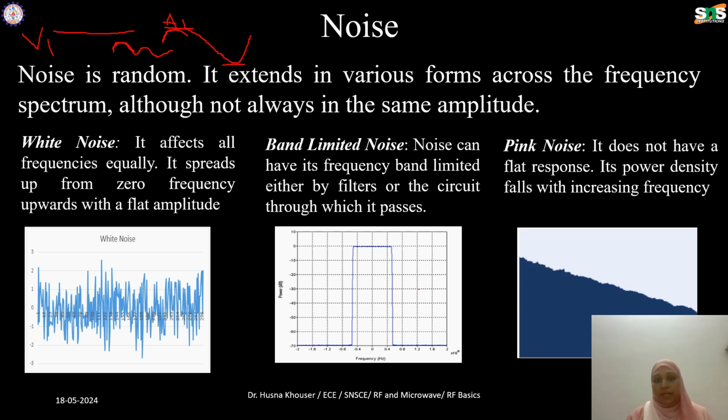And here is band limited noise, and this noise can be in a limited band of frequency. That is, whatever band it affects, the noise will be band limited. So this band limited noise occurs either in the filter or in the circuit when the signal passes through.